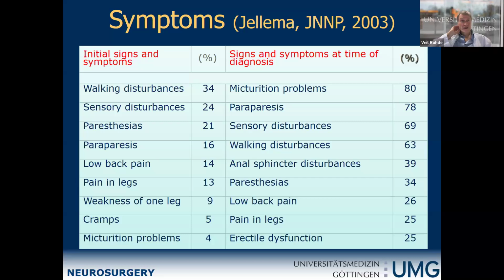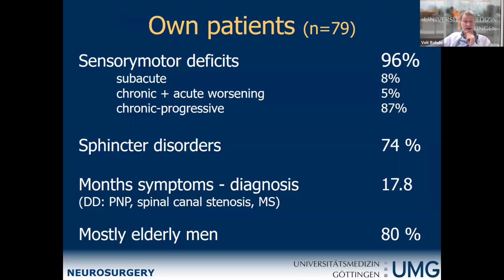The symptoms of spinal dural AV fistulas at the very beginning are quite vague. The patients complain about some walking disturbances, sensory disturbances, some sort of paresthesia, low back pain, pain in the legs. So if you read this, especially the symptoms on the left side, you see that many of these symptoms are very, very similar to those of degenerative diseases of the spinal cord. And this explains why the delay between the first symptoms and the diagnosis is quite large.